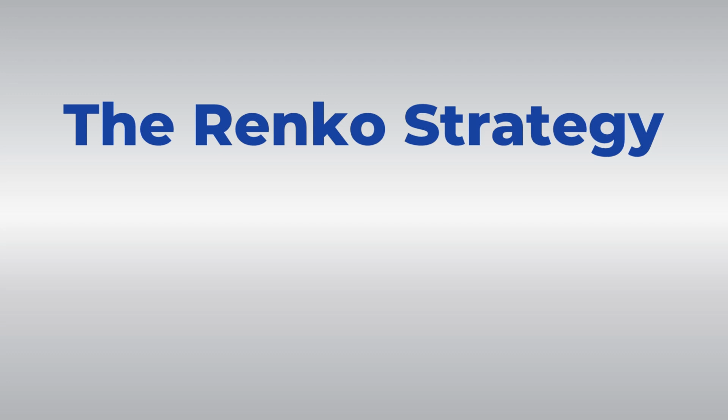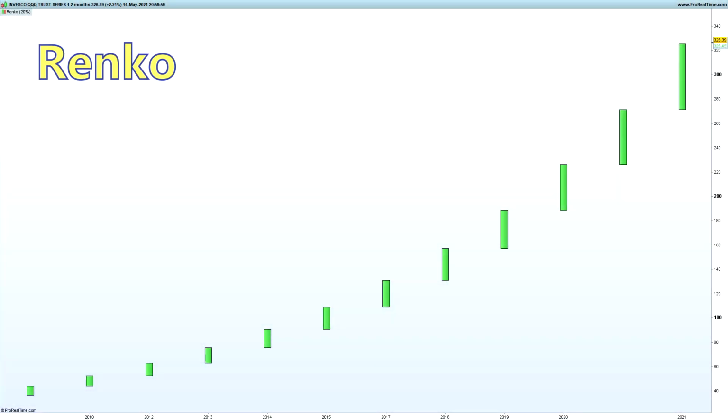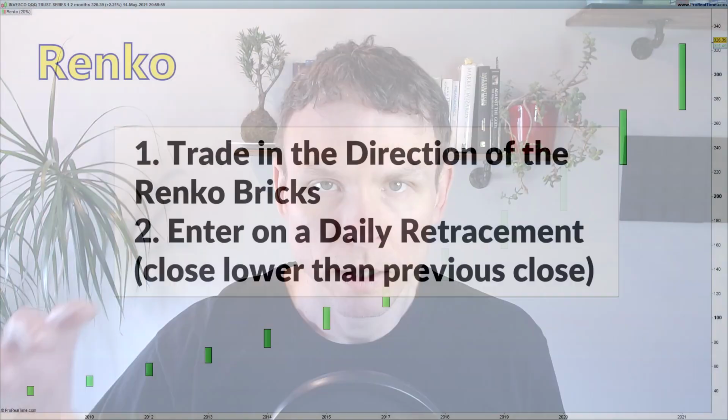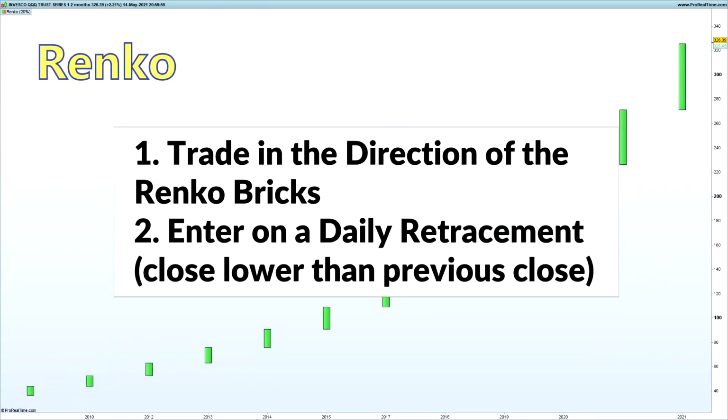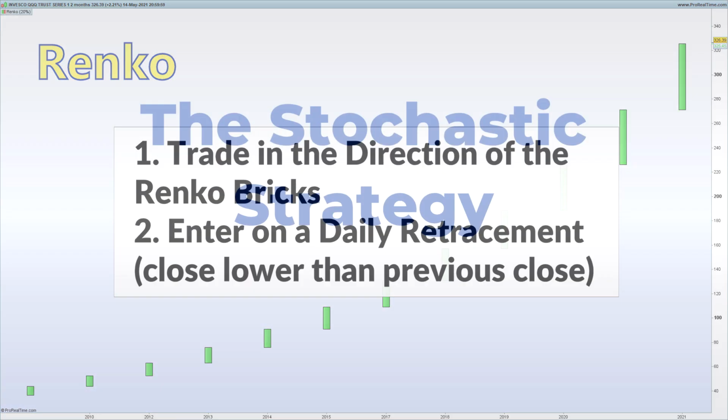Let's have a look at the 3 trading strategies. Strategy number 1 is the Renko strategy. Renko is a Japanese charting system that uses price instead of time to calculate the bars. Now, I am using it as a filter. The strategy is very simple. Trade in the direction of the Renko bricks and enter on a daily retracement.